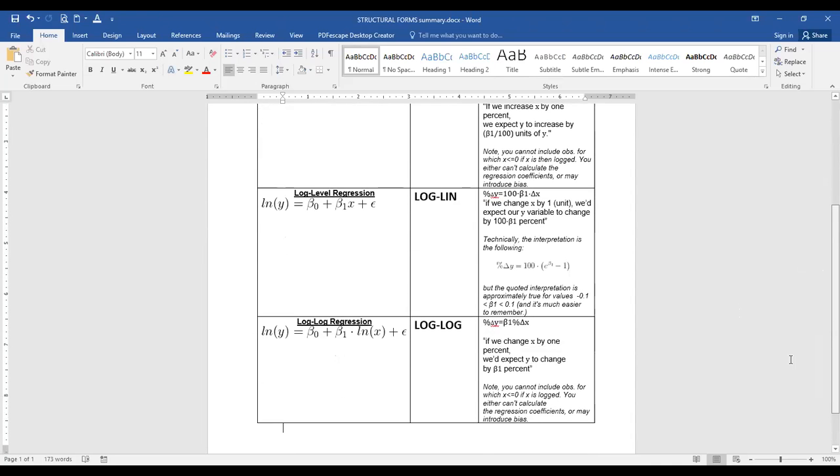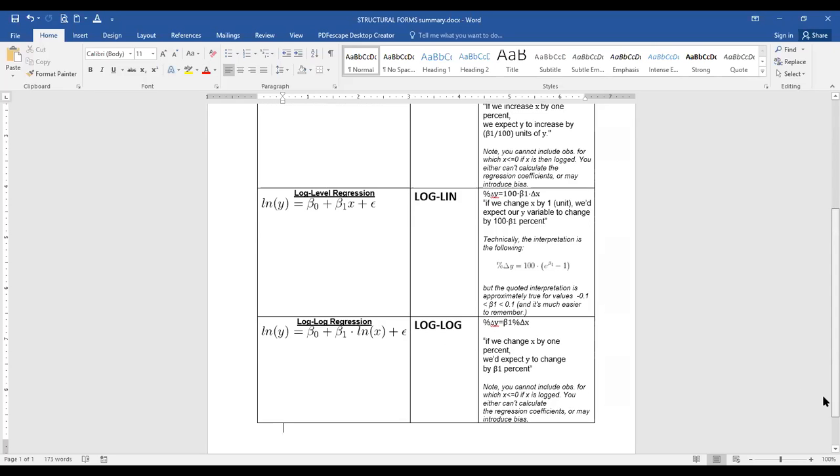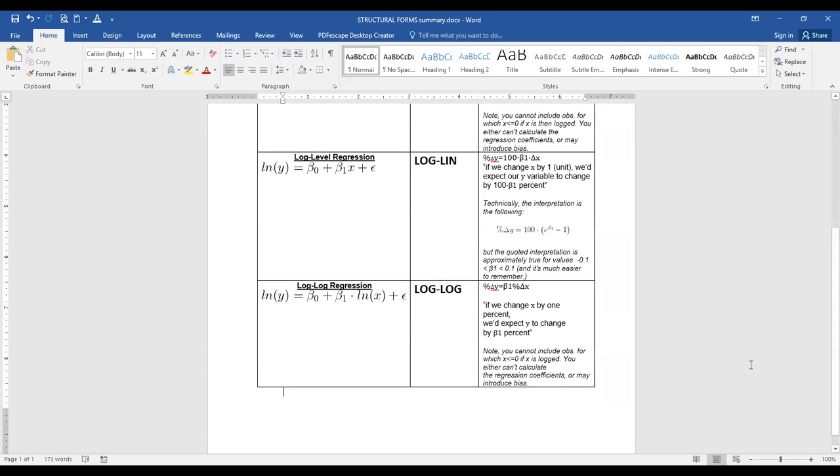So here muna tayo, guys, sa log form. This is also called the double log form, wherein your dependent variable is in log form, and all of your independent variables are in log form also. If you have a structural form like that, ang tawag doon ay log form. And how do we interpret that?